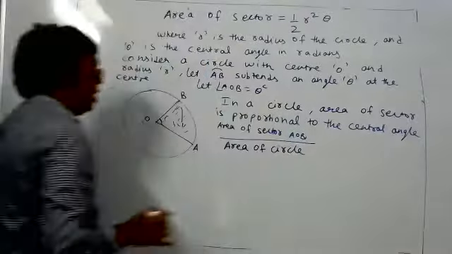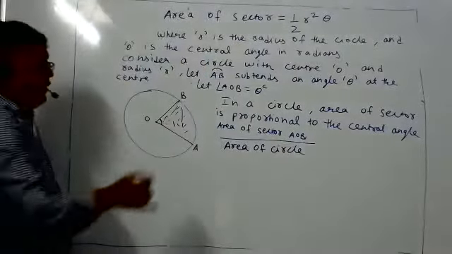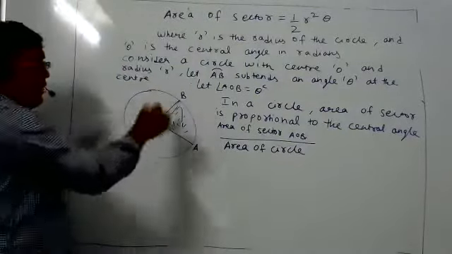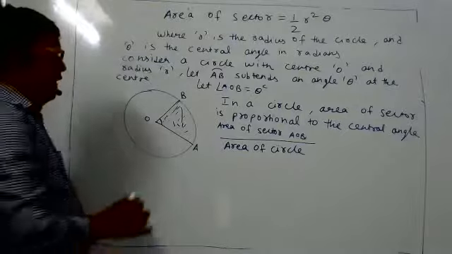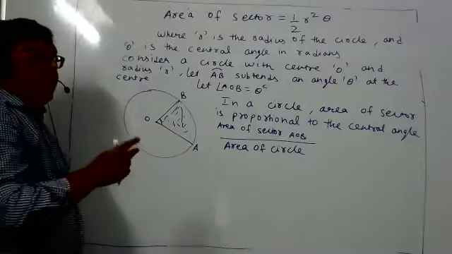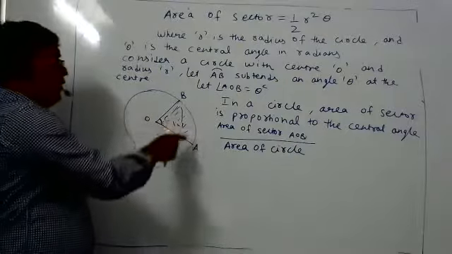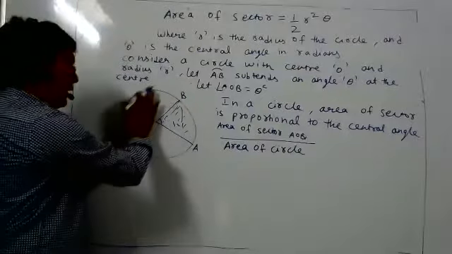That day I was telling you, what is an arc? Arc means part of a circle. So by that logic, the entire length of the circle, that is the circumference, is also an arc only. In the same way, area of sector means the area bounded between any two radii and the arc. So we can say this complete area of the circle is also a sector.